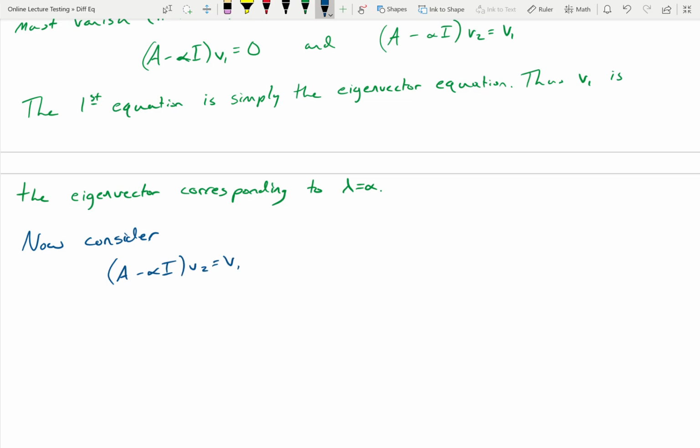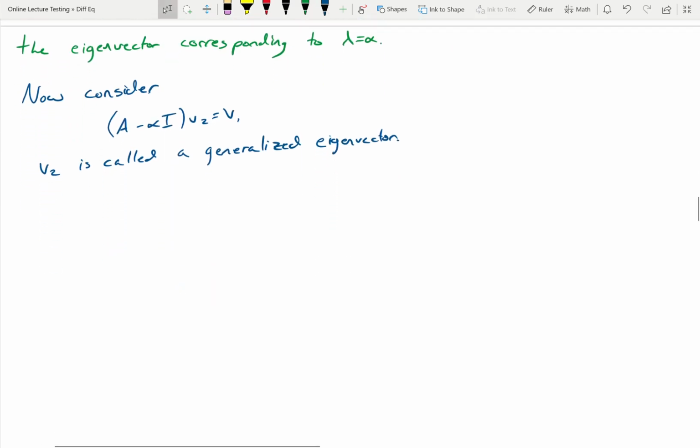So here, because of its nature, V2 is actually called a generalized eigenvector. So that's all V2 is. This is how we find out what this is coming from because we're using the original eigenvector. Therefore, once we have those, the general solution is the following.